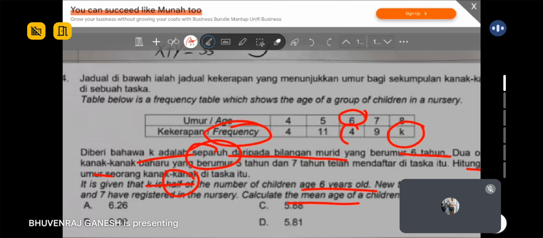So, age 6, the frequency is 4. So, 4 divided by 2. So, that's why K is equal to 2. Okay, K sama dengan 2. Alright? So, that's your first step.